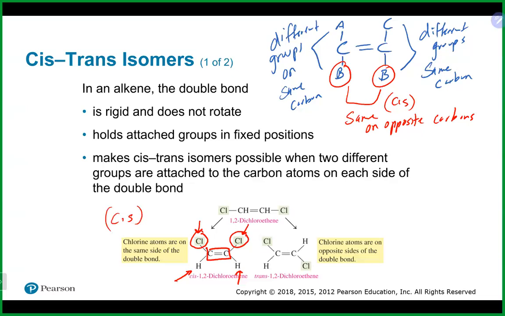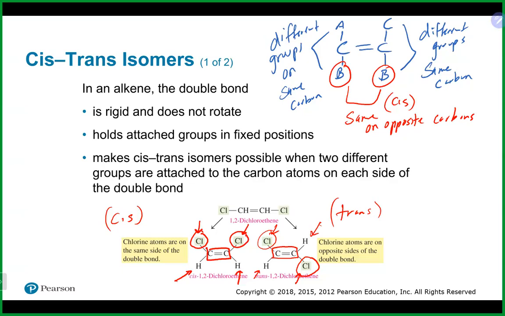We could look at our double bond here, and once again, chlorine and hydrogen are different groups, and hydrogen and chlorine are different groups. In this case, our chlorines are on opposite carbons and opposite sides, and that would make this a trans isomer. So that's really important. You've got to have different groups, the same groups on opposite carbons, and it's really those same groups that you want to check to see if they are on the same side or opposite sides.